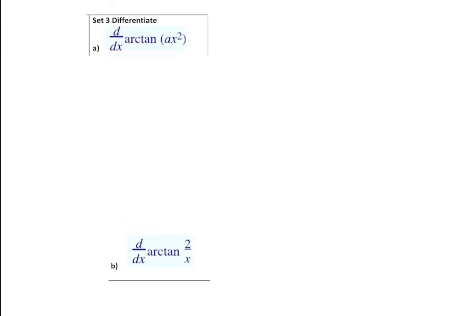So our first example is d by dx of arctan ax squared. A is just, again, some constant coefficient. So let's go through this. We're dealing with tan. Draw our triangle. Angle y here.